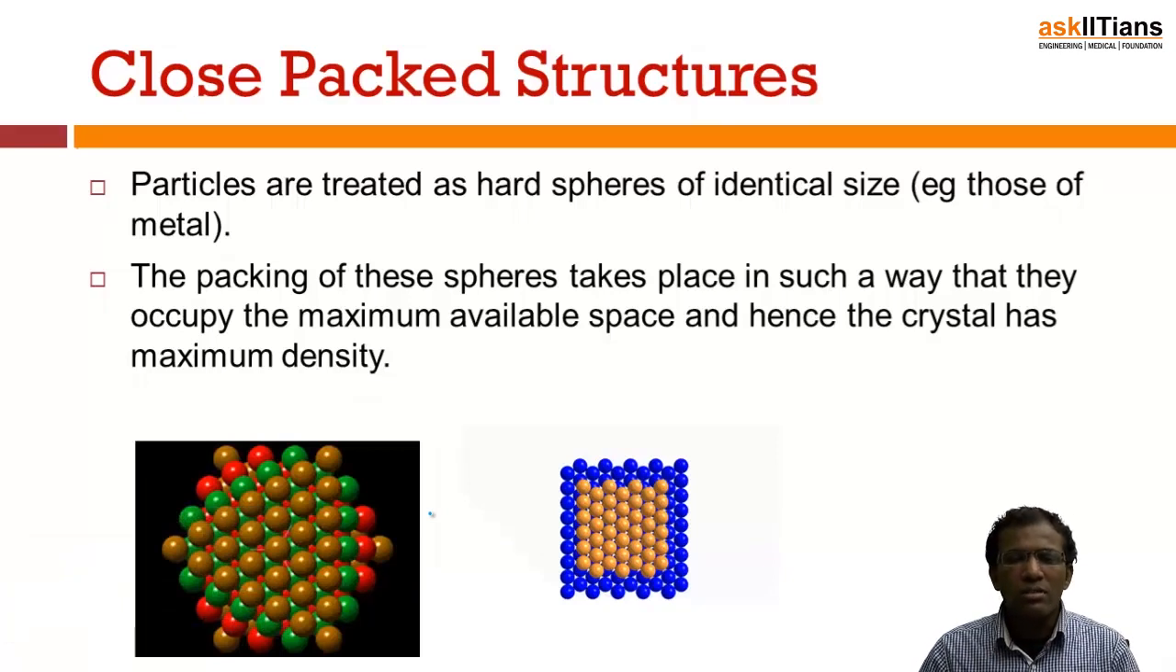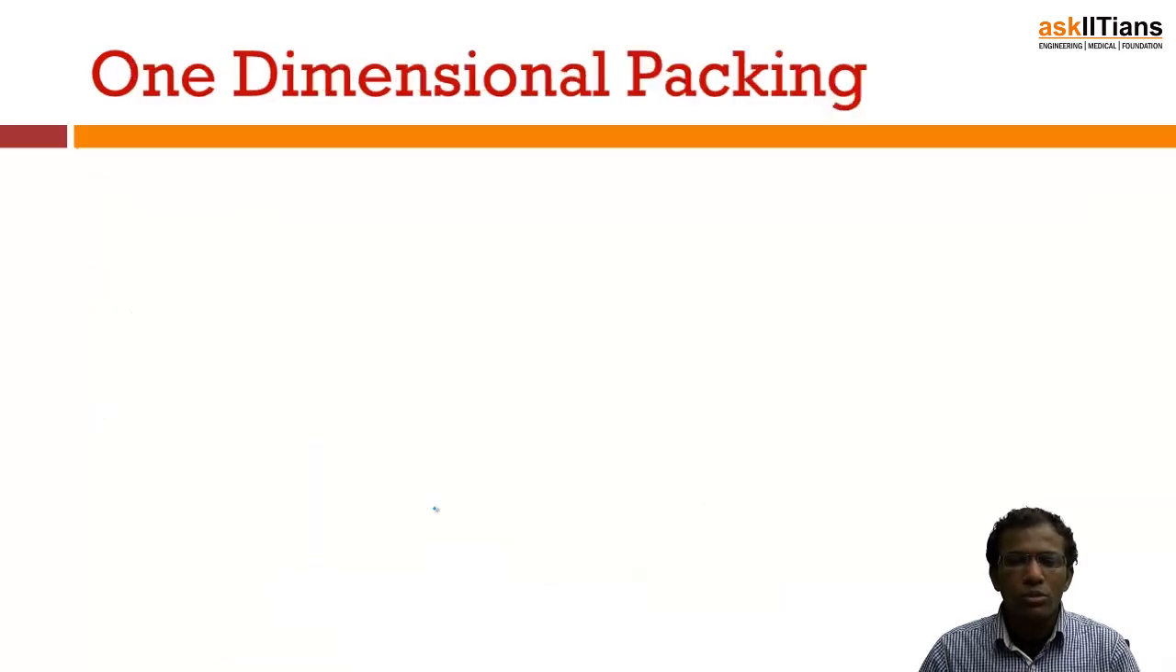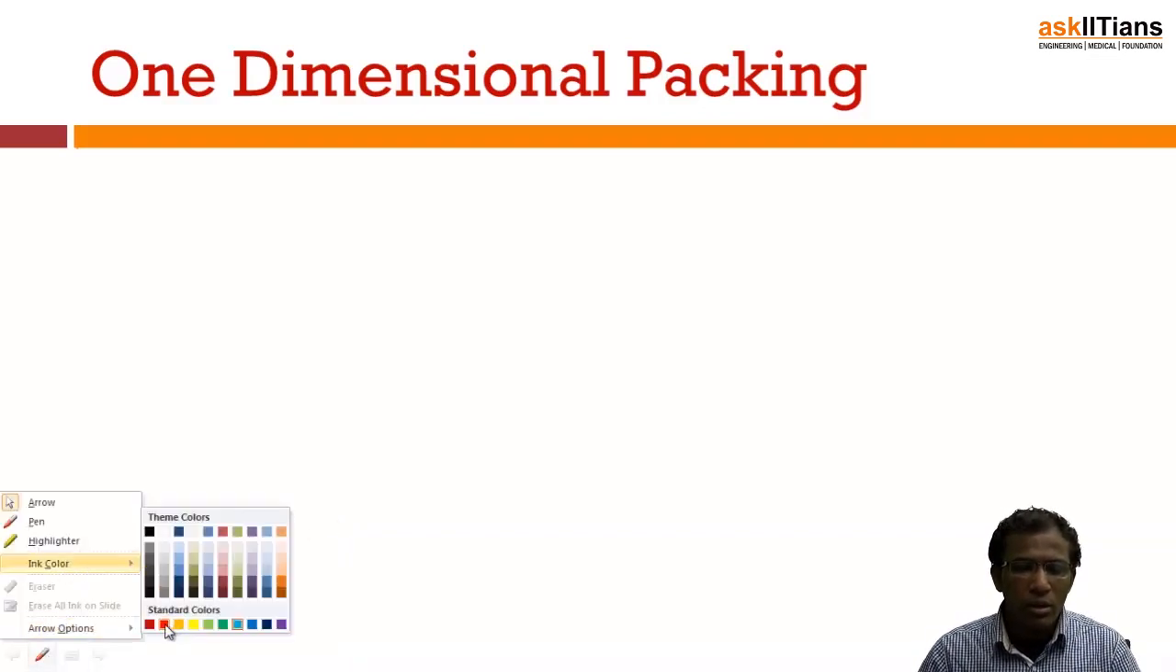Okay. So let's see in how many ways we can arrange the particles in one dimension, two dimensions, and three dimensions. To understand how the packing is done, first we need to understand one dimensional packing. After one dimensional we discuss two dimensional packing, and from two dimensional we will go to the three dimensional packing, which is more realistic. Okay. So first is one dimensional packing.